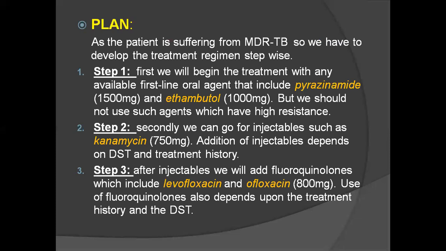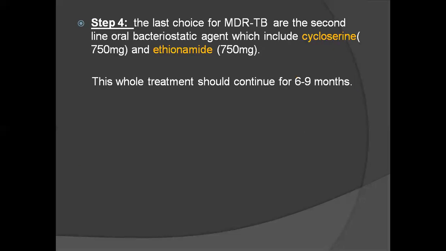Then in the end, when the patient has become resistant to all these three steps, or the drugs given in those steps, the last choice for us is to give cycloserine and ethionamide. And this whole treatment should continue for 6 to 9 months with continuity. There should not be any skip in the dose.